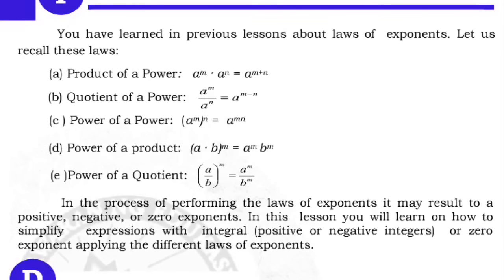So in the process of performing the laws of exponent, it may result to a positive, negative, or zero exponents. In this lesson, you will learn how to simplify expressions with integral, so integer exponents. So it's either positive or negative integers, or zero exponent, applying the different laws of exponent.